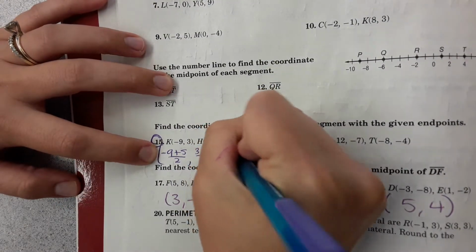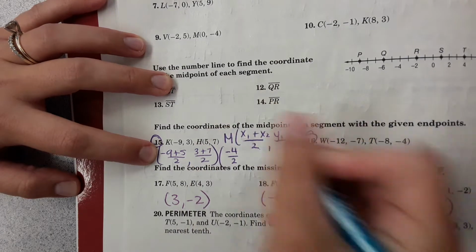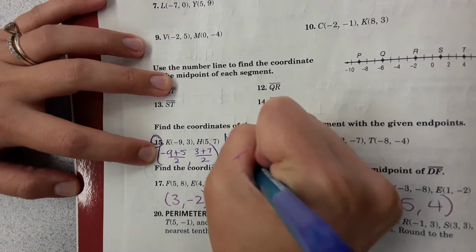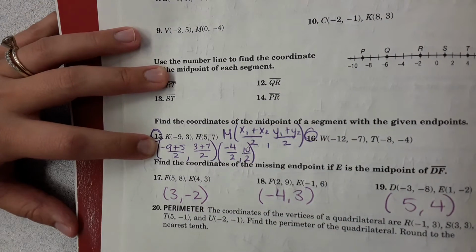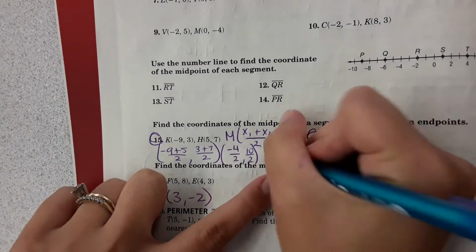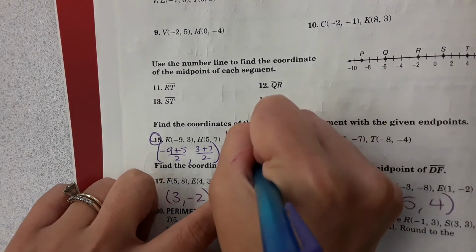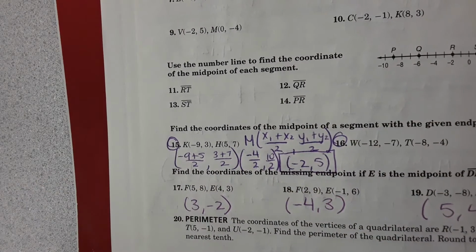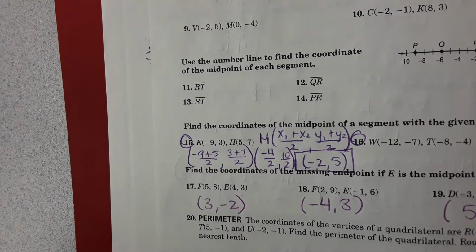Going to continue simplifying. Then negative 4 divided by 2 is negative 2, and 10 divided by 2 is 5, so negative 2, 5 is what you should have gotten. And I saw that on a few of your papers, so great job.